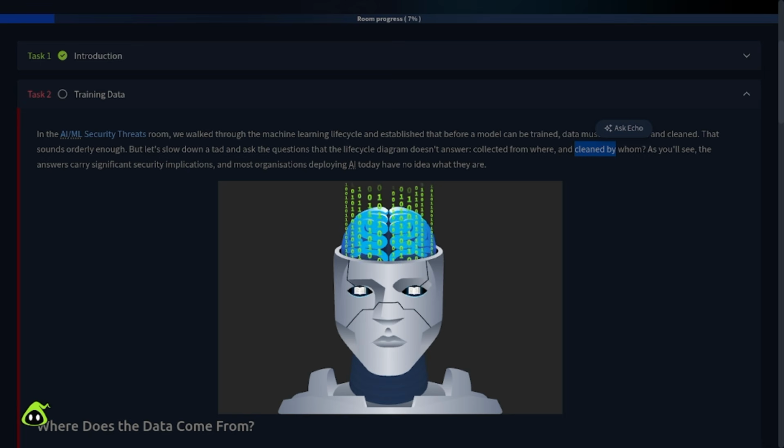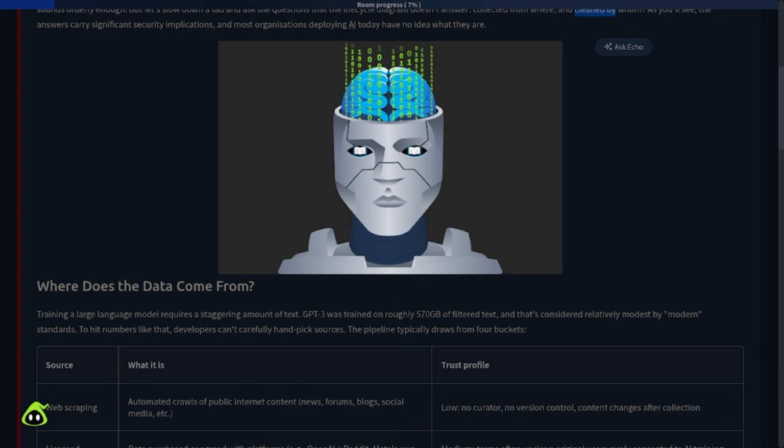So there should be security considerations that sensitive information shouldn't be given, and most of the organizations generally using AI today have no idea who cleaned this data, what the data is, or what data the LLM was even trained on.